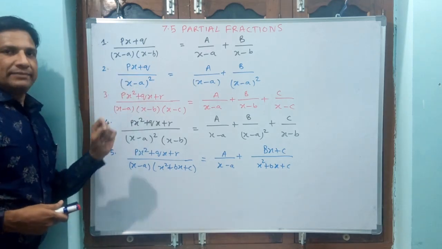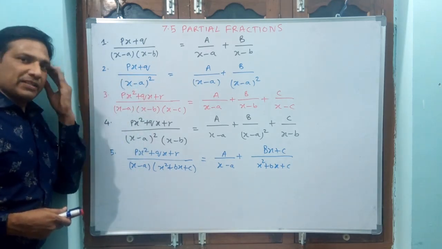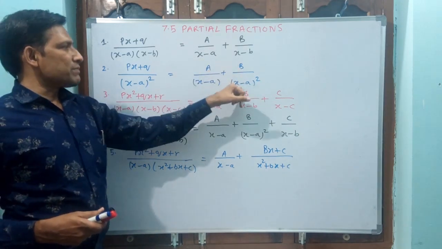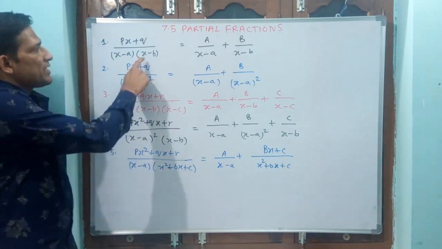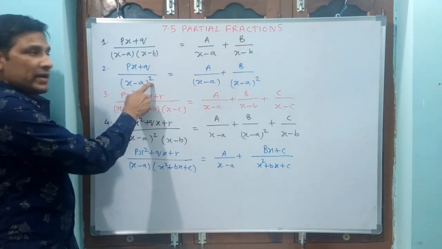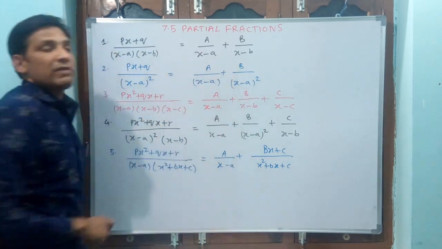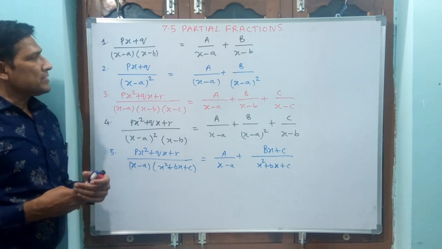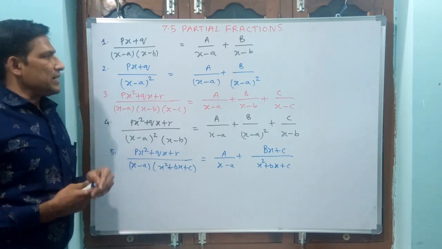Linear by quadratic. Why? Because this is a proper fraction only. See what is there: A by x minus a plus b by x minus a whole square. If it is x minus b, only x minus b will come. If it is x minus a whole square, then b by x minus a square will come. That you have to keep in your mind. Okay? That is very essential to understand.